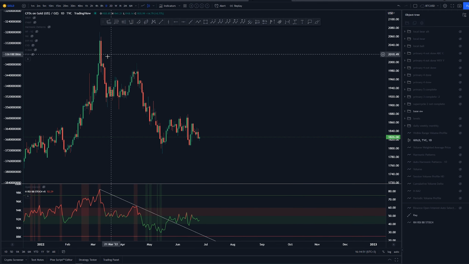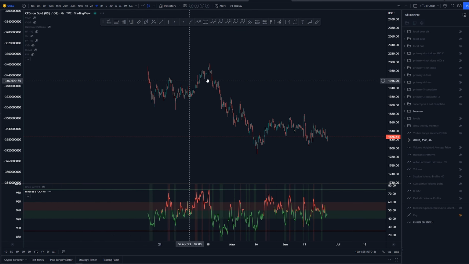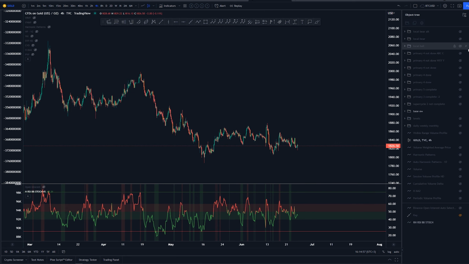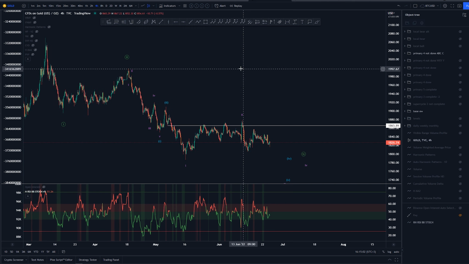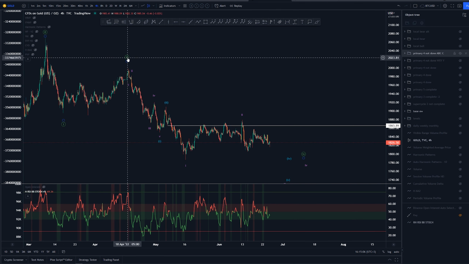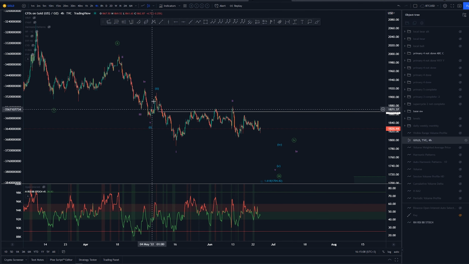Now today I wanted to focus more on this overall structure here, so let's get into the 4 hours and see what we have here. So overall from the top here we had one idea that it could be a top of summon, saying that we could have a 1-2, another 1-2.